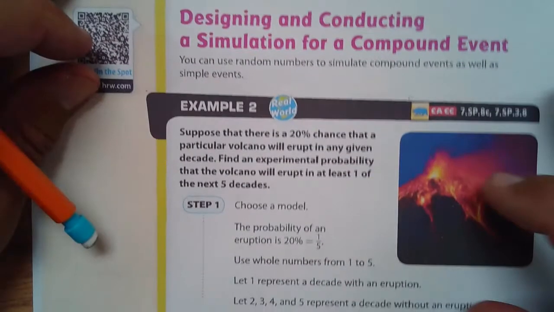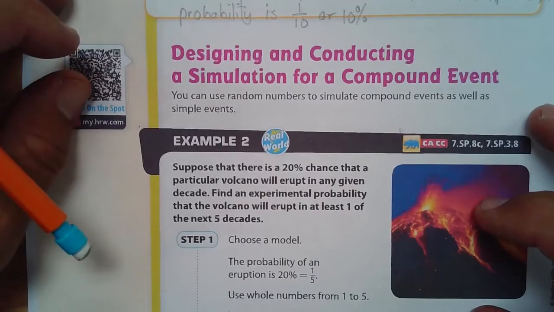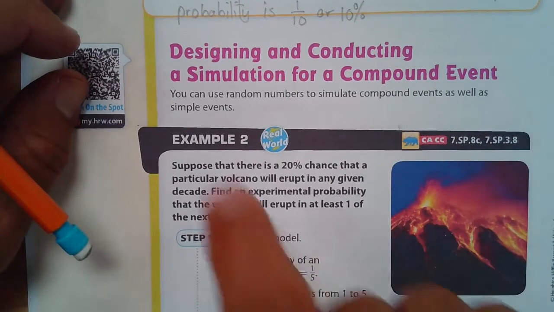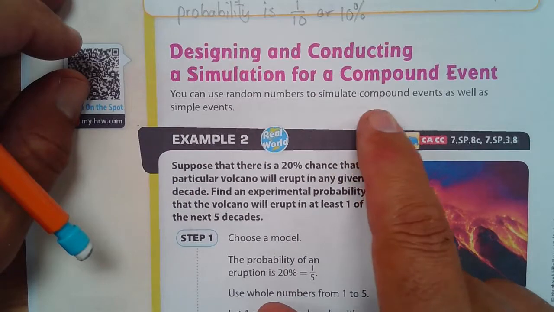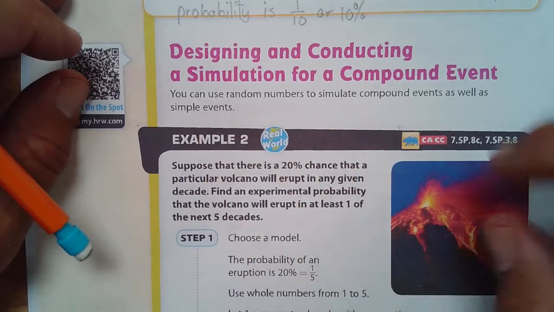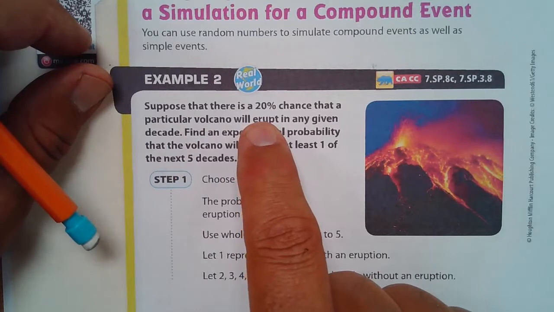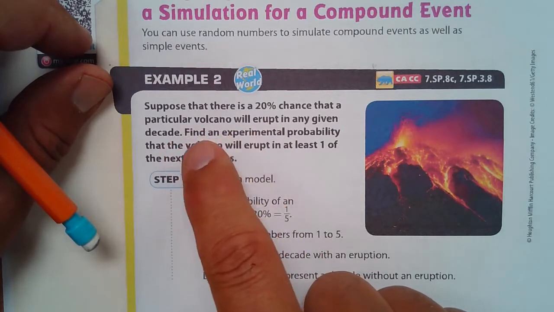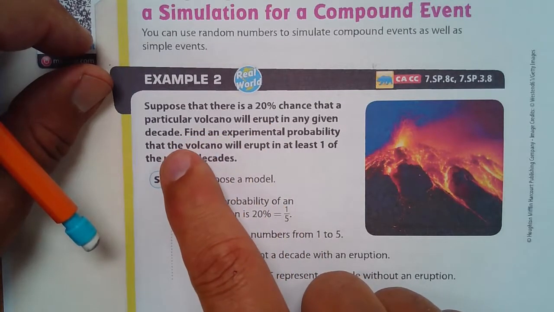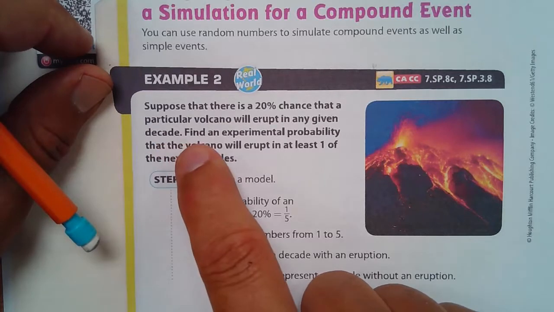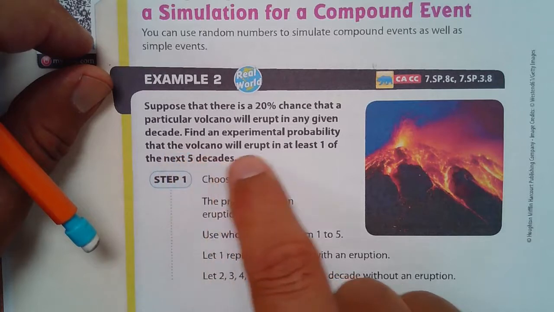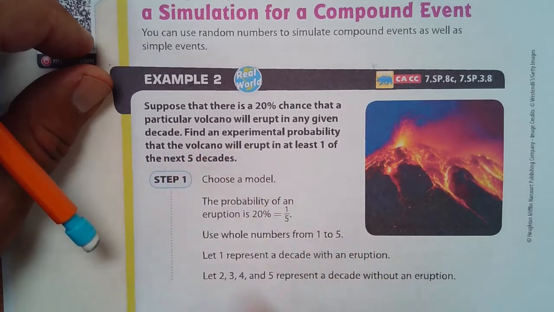Next, designing and conducting a simulation for a compound event. You can use random numbers to simulate compound events as well as simple events. Our example 2: suppose there is a 20% chance that a particular volcano will erupt in any given decade. That's a period of 10 years. Find an experimental probability that the volcano will erupt in at least one of the next 5 decades.